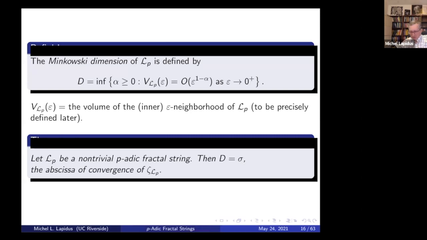I had proved such a theorem much earlier in the case of real fractal strings. In the case of p-Adic fractal strings, the proof is a little trickier, but a few years ago we found a unified proof that works both in the Archimedean and non-Archimedean cases, that is, the real and the p-Adic case. Real fractal string meaning a bounded open subset of the real line, and p-Adic fractal string, that is, a bounded open subset of the p-Adic line QP.